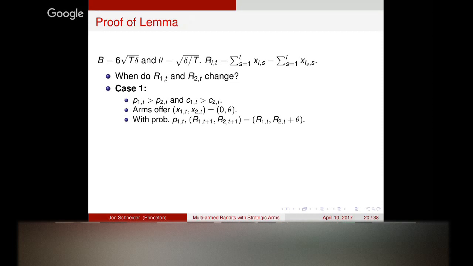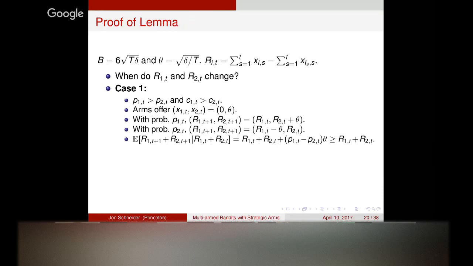And there are two things that can happen depending on what the algorithm does. With probability P1T, he picks arm one and regret two increases by theta. Or with probability one minus that, he picks arm two and arm one's regret decreases by theta. Is that correct? I might have swapped that. Something like that is true. All right, yeah.